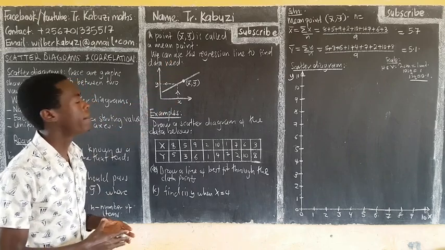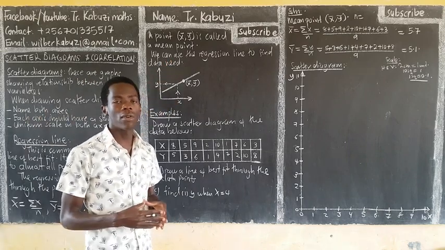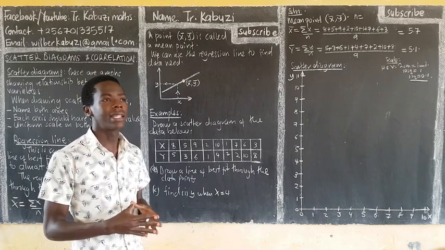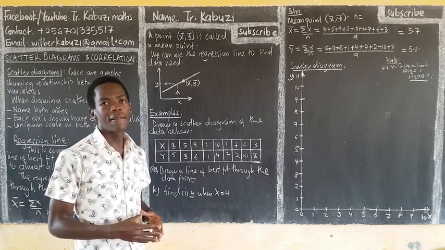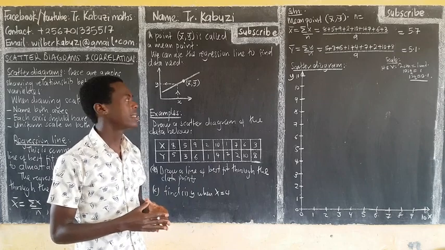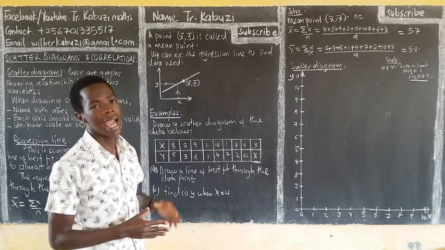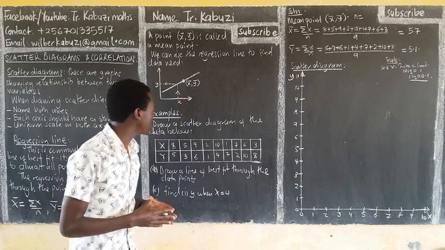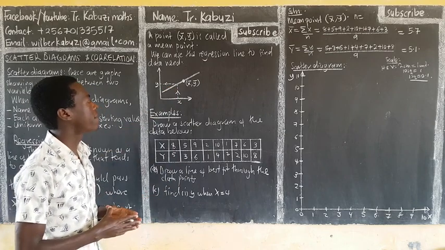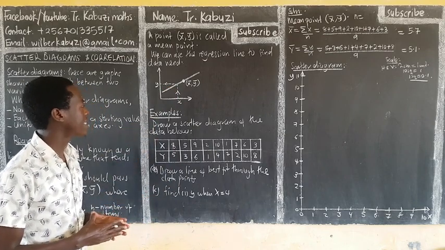This (x bar, y bar) is called a midpoint, and the line of best fit should always pass through this midpoint. Now, the best method to draw a line of best fit is called the least squares method, but we don't cover it at this level. What we are using is the idea of the midpoint. We are going to see how we get a midpoint. Let us see an example here.